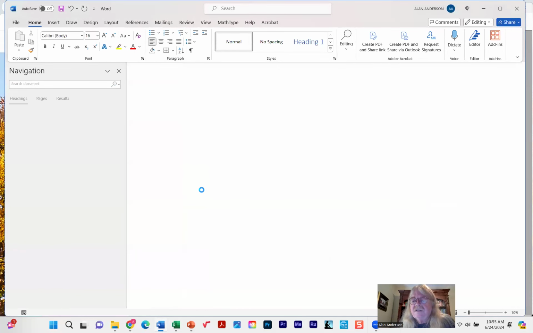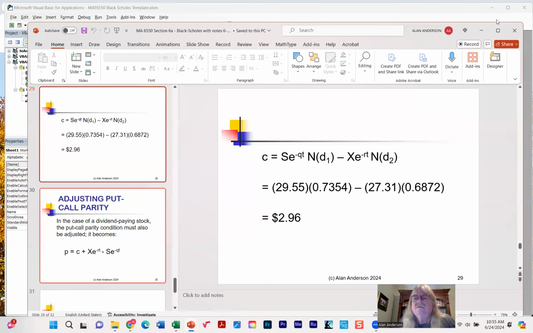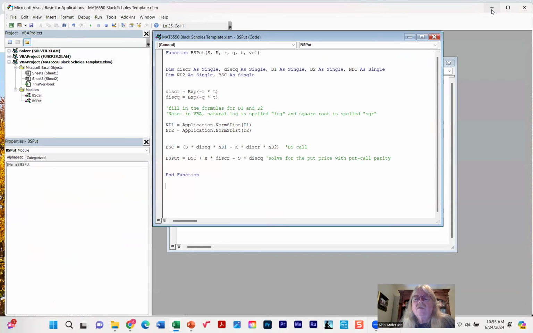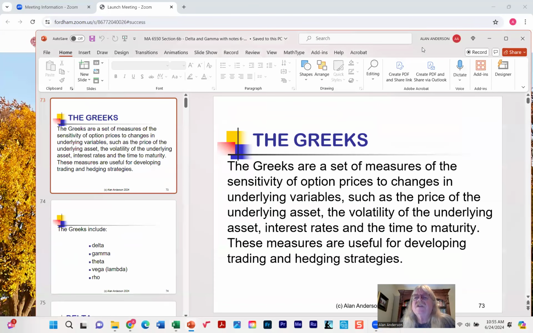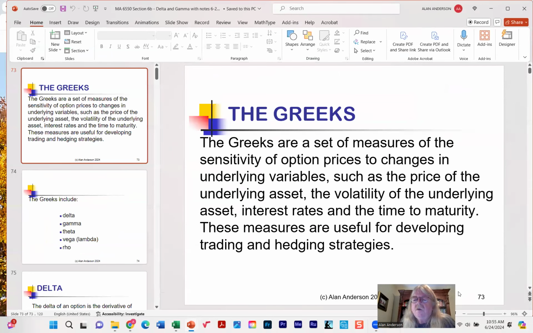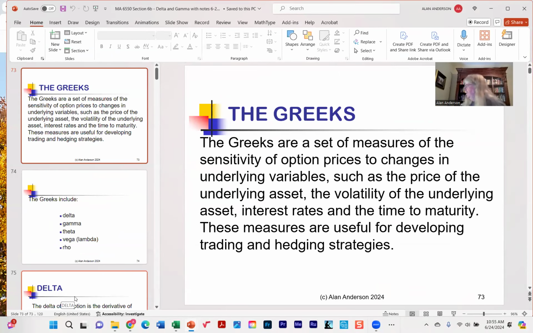So we can just dive right into 6B where we introduce the Greeks. The Greeks won't take that long. The Greeks are a group of risk measures that help us understand the properties of options. They can be used very easily for hedging purposes or for trading strategies. They're known as the Greeks because many of them are named after the Greek letters, although not all of them.